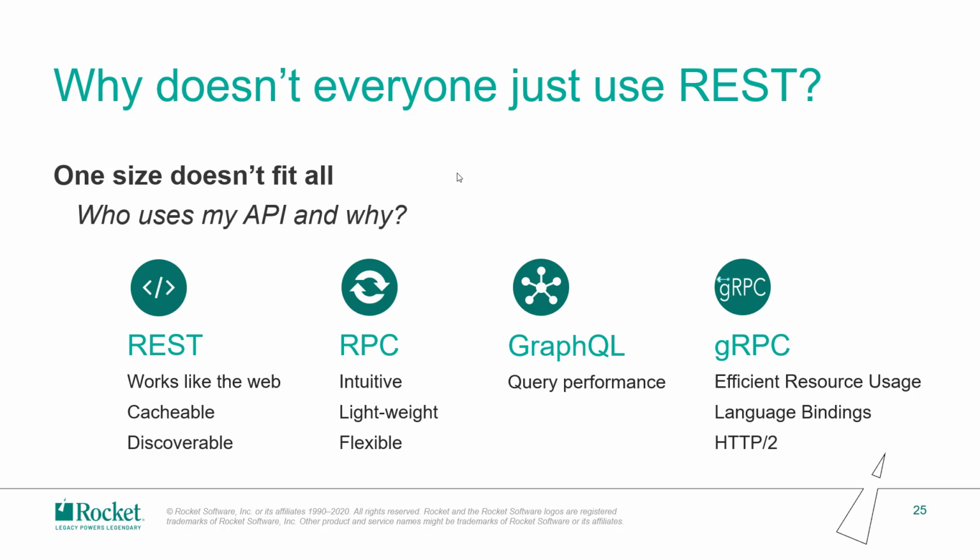Maybe you use something like RPC or GraphQL or gRPC, which have their own strengths. So the question as far as what type of API you want to end up developing probably revolves around the question of who uses your API and why. Once you have those questions answered, then you're well on the way to deciding what type of an API that you want to implement.